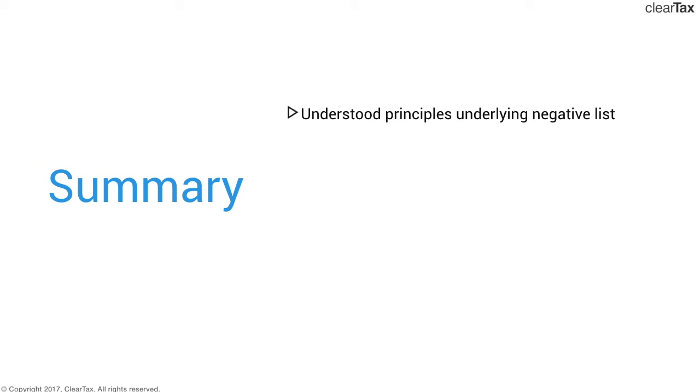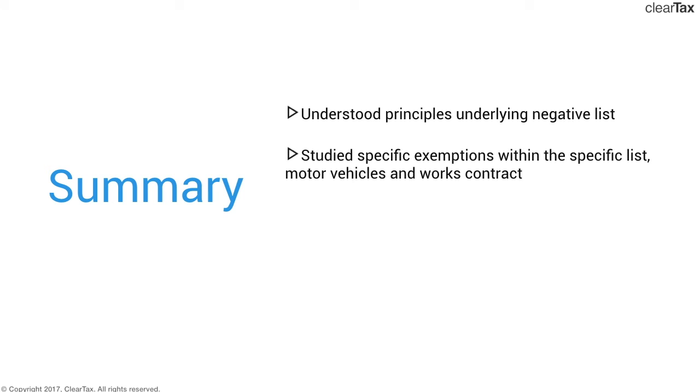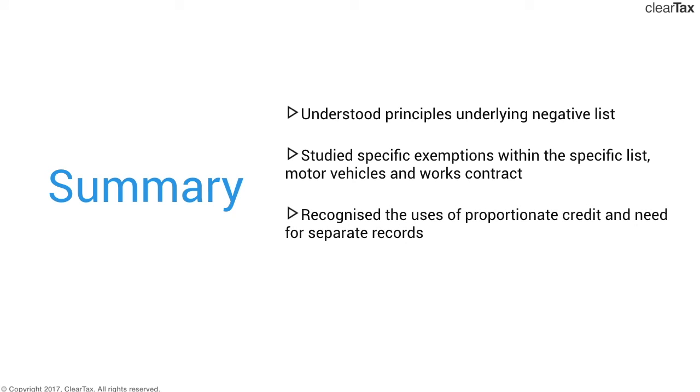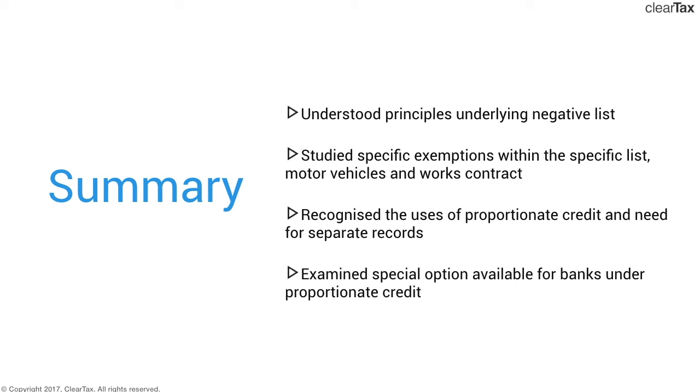In this section of the module, we understood the underlying principles of the negative list. We also went through all the negative lists, the specific exemptions in the list. Within the specific list, motor vehicles and works contract, we recognized the uses of proportionate credit, and we also examined the special option available for banks under proportionate credit.